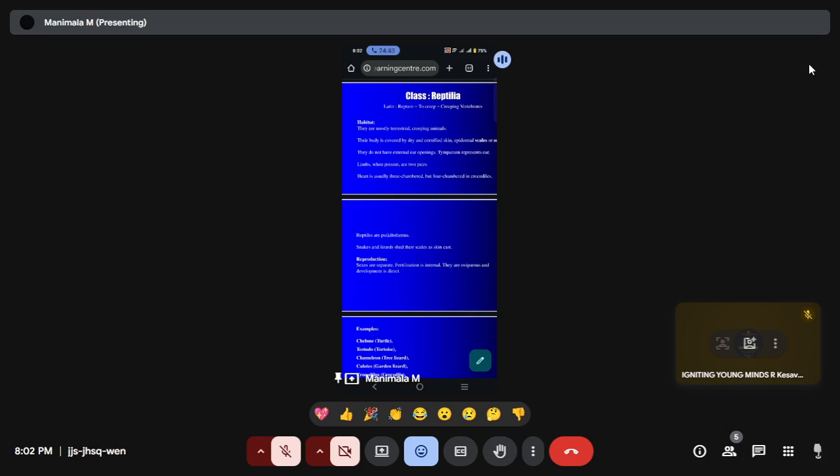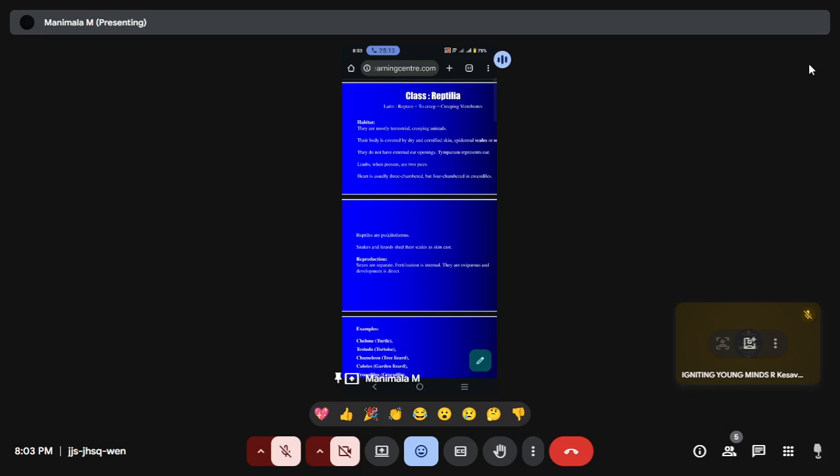Okay, and for example, the crocodile comes under the reptiles only, but a completely four-chambered heart is present in the crocodile. But in other reptiles, the four chambers are incompletely divided. Next, the excretory system. They excrete through the kidney. The substance excreted is called uric acid.